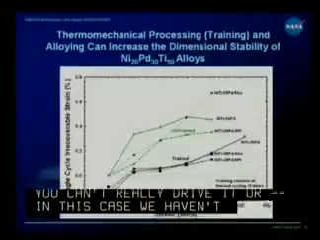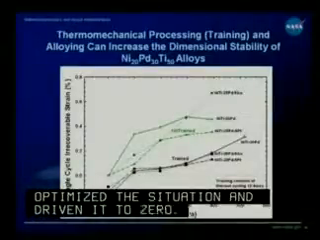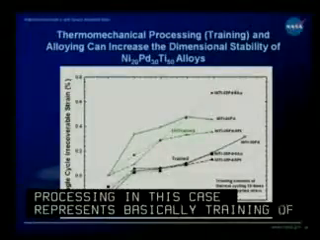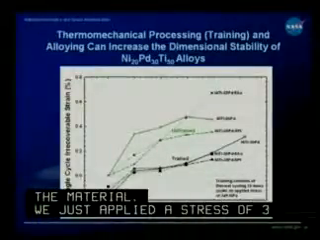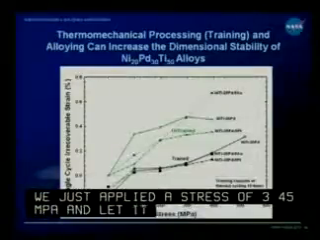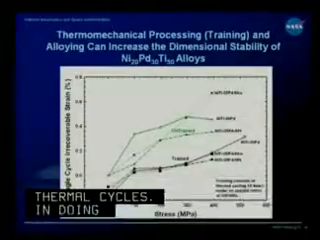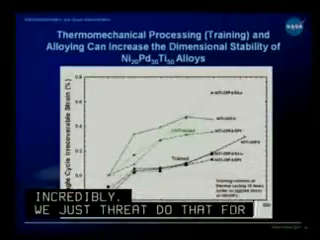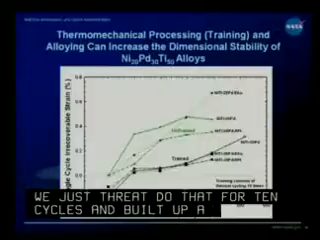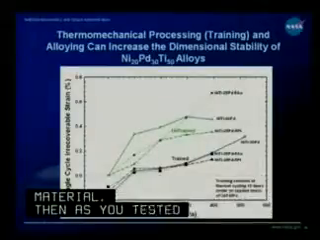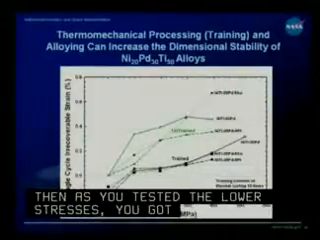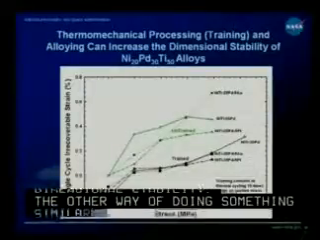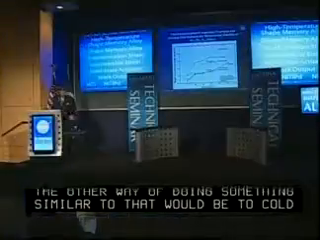But the thermomechanical processing in this case represents basically training of the material, where we just applied a stress of 345 MPa and let it run through 10 thermal cycles. And in doing that, we deformed plastically the material incredibly, but we just let it do that for 10 cycles, and we built up a dislocation structure in the material. And then as you tested it at lower stresses, you got this better dimensional stability. The other way of doing something similar to that other than training would be to cold work and anneal the material, and it would give you similar results to that. So if I could have the next slide.